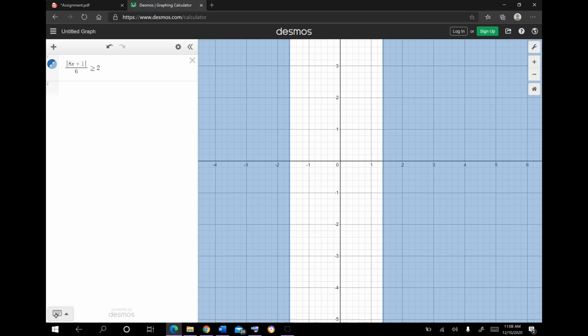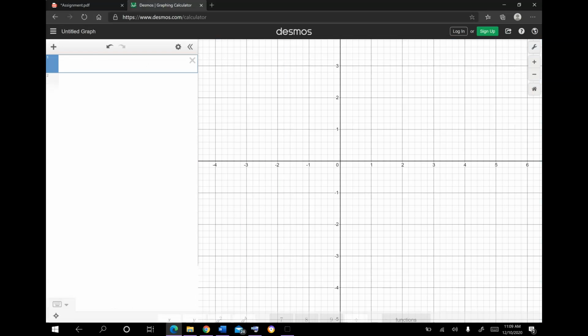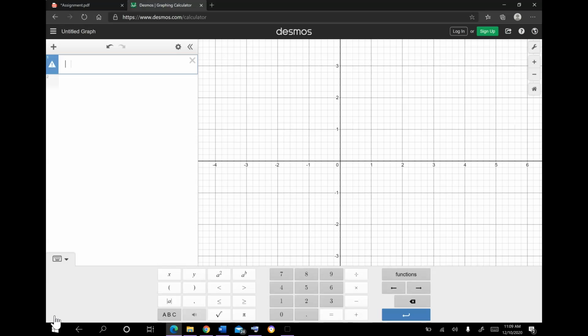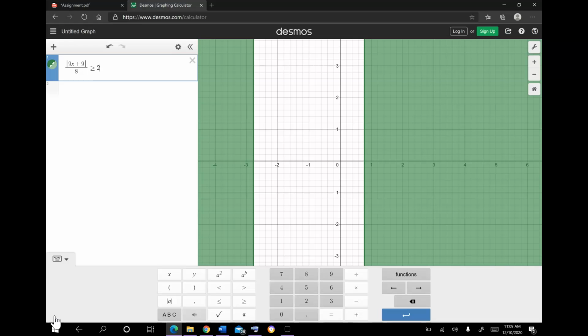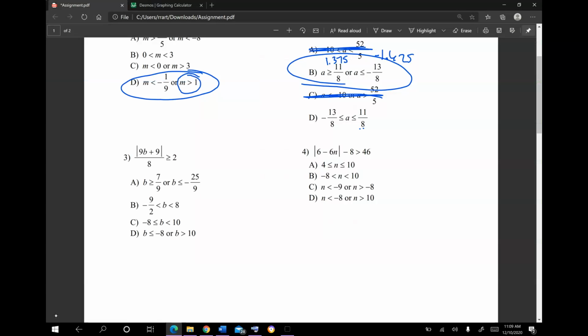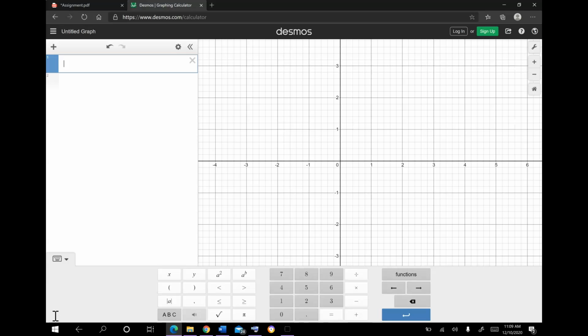So this one, we're going to type it into Desmos. And it's going to be the absolute value of 9x plus 9 divided by 8, and it's going to be greater than or equal to 2. Again, looks like my x's are going to be less than a number close to negative 3, and greater than a number close to 1. So, I know it can't be this, and I know it can't be that, because we're nowhere near those numbers. So, it has to be A. Okay? See how I can use process of elimination by using Desmos?